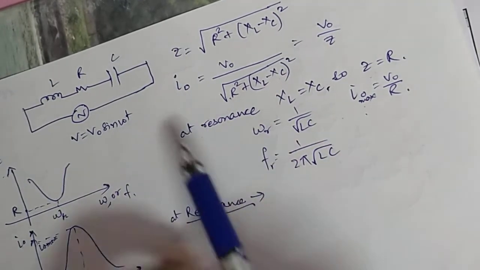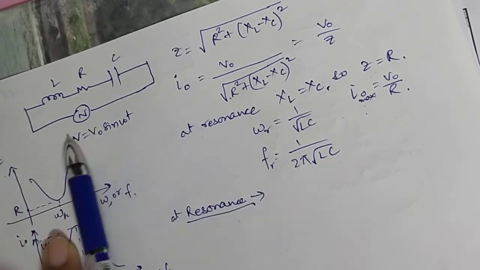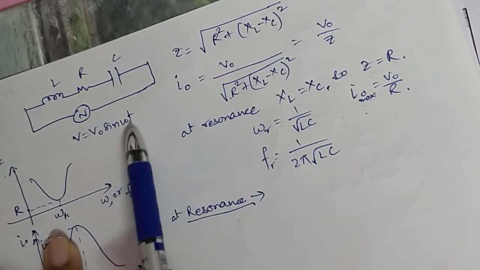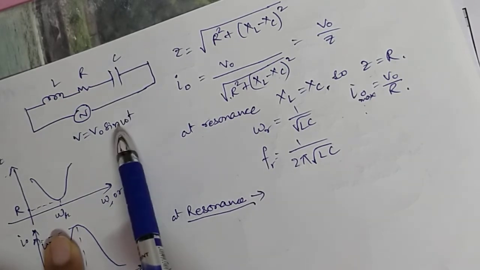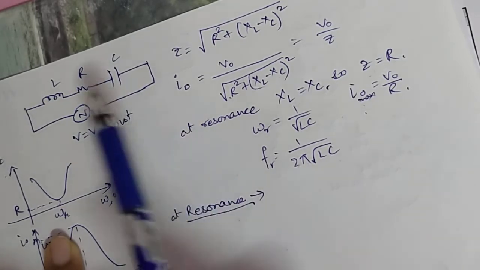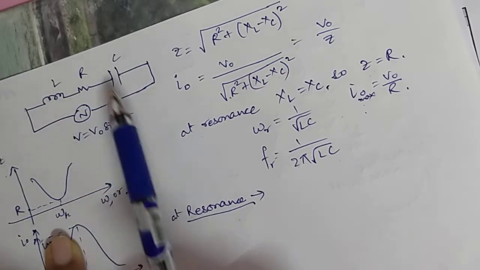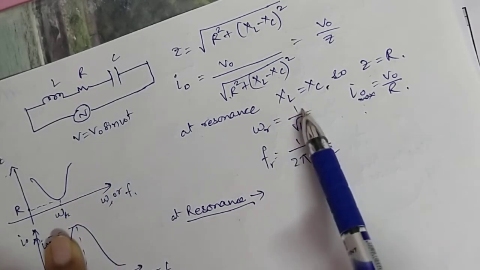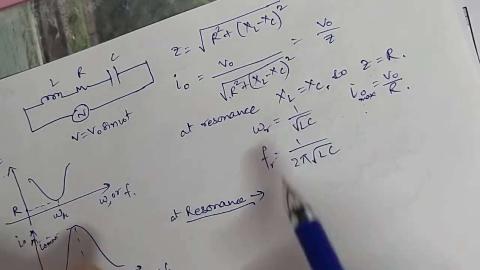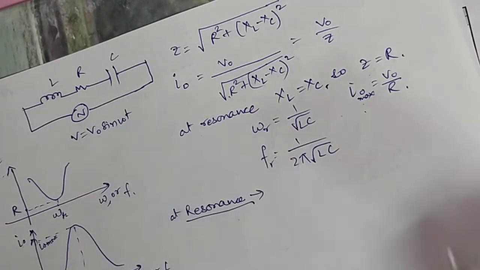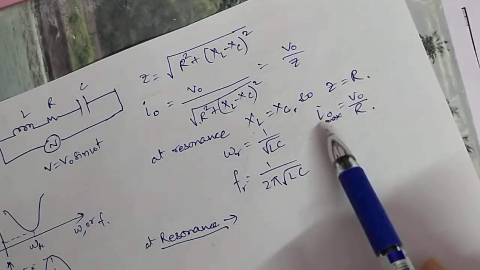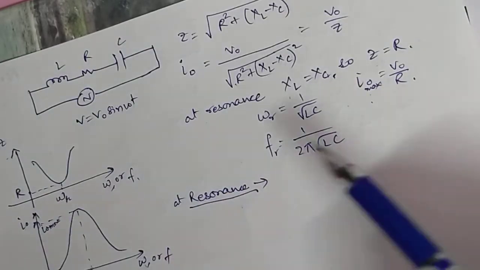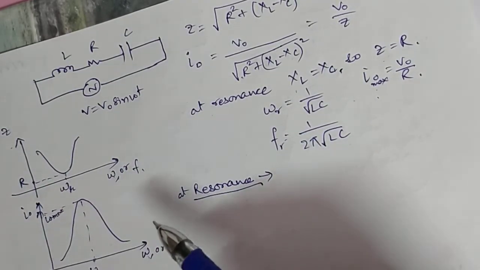That means if you see, here is the AC source. If we can change the frequency here, in such a way that this frequency becomes equal to the natural frequency according to the design, omega becomes 1 upon root LC, then the resonance condition will occur, and at resonance you will get XL equal to XC, Z will become equal to R, and the amplitude of oscillation of current will be maximum. That's what happens at resonance.